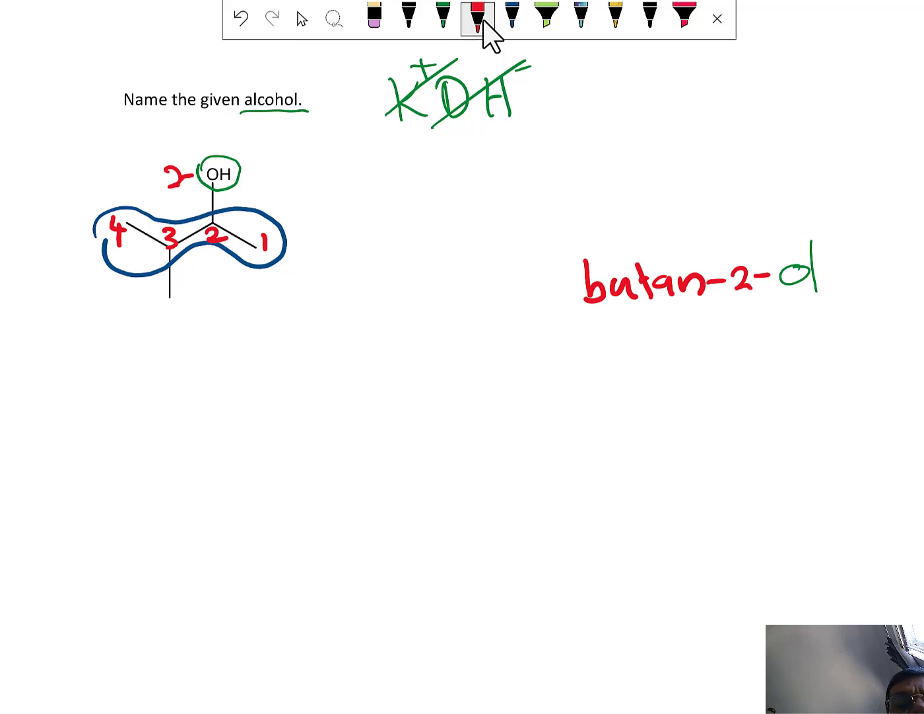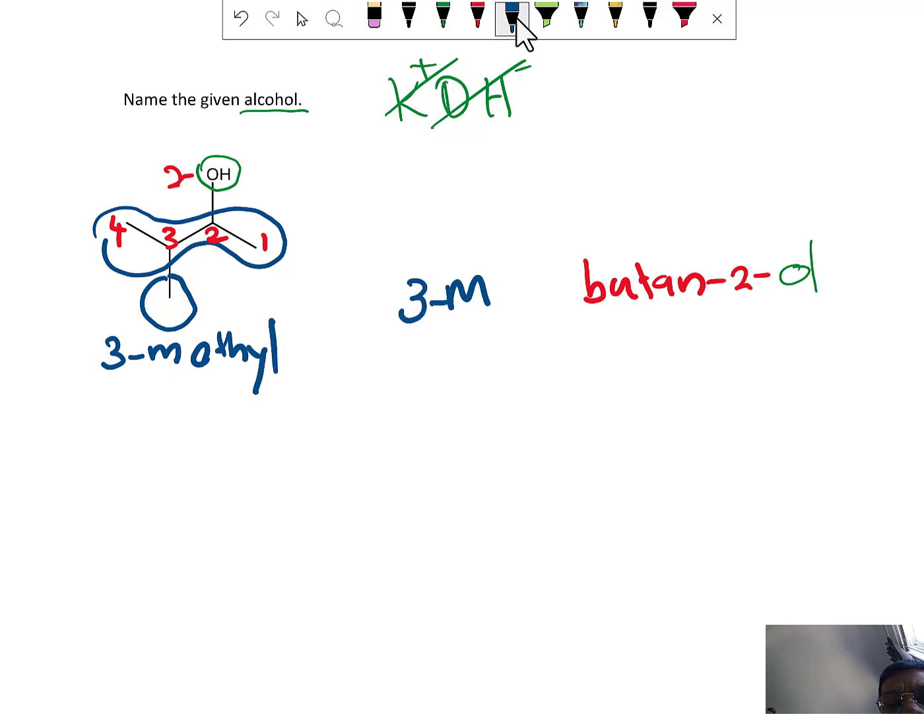E will be cut, right? And then you have another one here, 1-methyl hanging. So this methyl is actually in the third position, 3-methyl. So I should say 3-methyl, because at the beginning of the name, methyl, right?